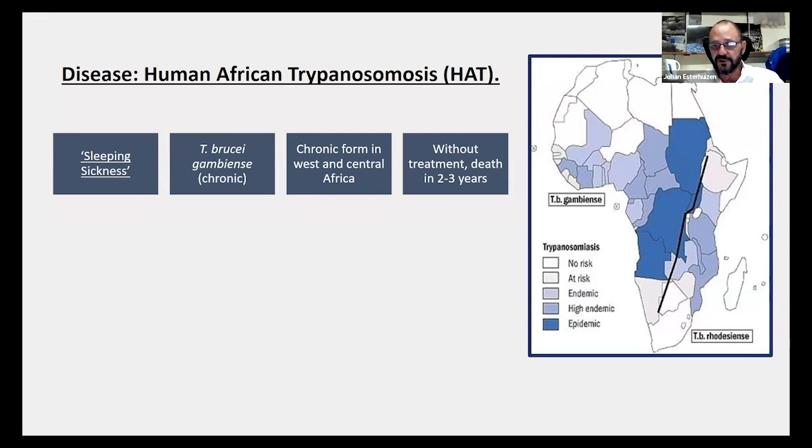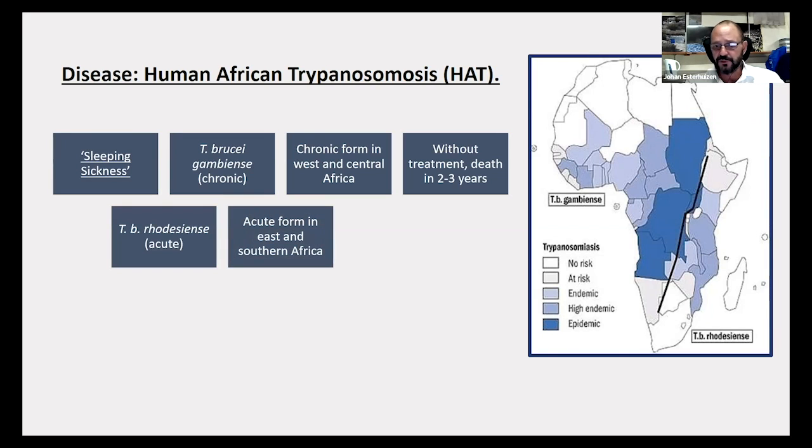And if you can see on the map here, everything west and north of that black line is basically the Gambiense form. Then in the southern and eastern part, you have a Rhodesiense form, which is an acute form, which acts quite fast, and without treatment, death is within 3 to 6 months.